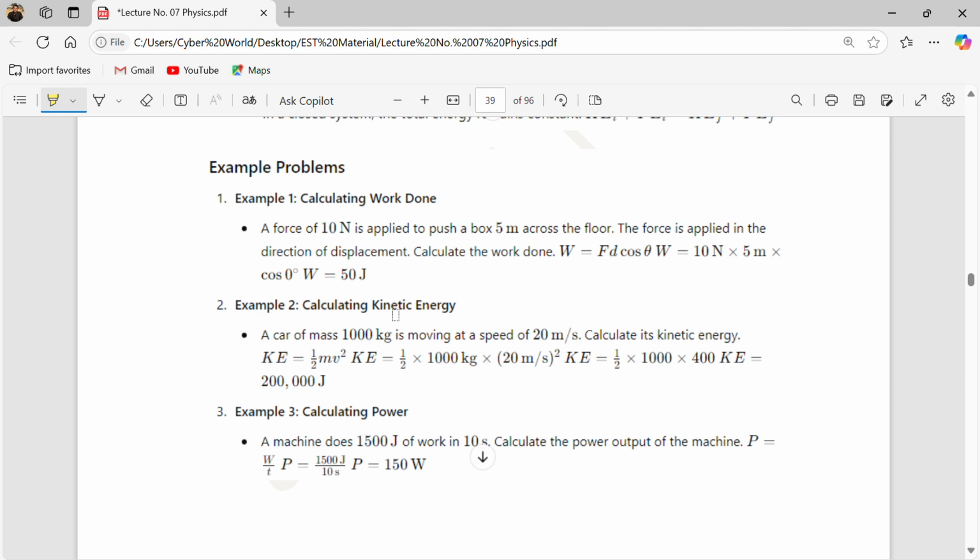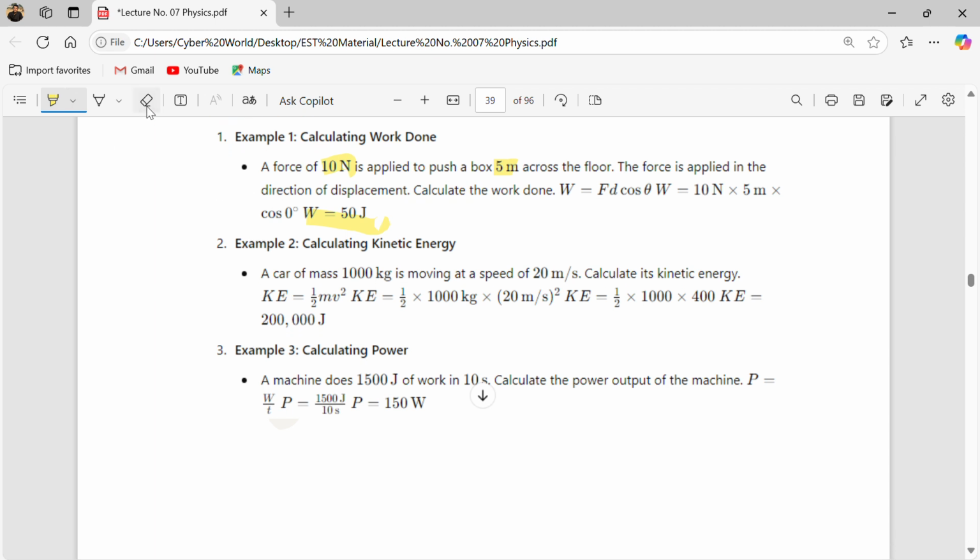Now example problems. If you want to find work done, let's suppose a force of 10 Newton is applied to push a box 5 meter across the floor. The force is applied in the direction of the displacement. Calculate the work done. They are saying that the force is applied in the direction of displacement, so the angle is zero. You know the formula is F D cos theta. When the angle is zero, cos of 0 becomes 1, and F D means 10 multiplied by 5, which becomes 50 joules. So the work is 50 joules.